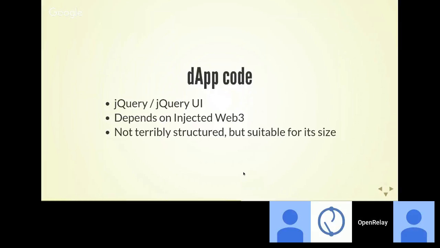This DApp is not terribly well structured. Anyway, the code works for its size, but this is not how I would design a larger application. For something that just has a few inputs and a few pieces of information to show, it works. But next week, I hope we will actually be looking at a framework that we're putting together to build front-end dApps for OpenRelay that will be a lot better structured than the code we're looking at today.